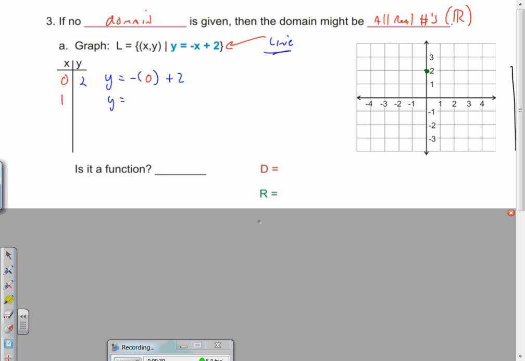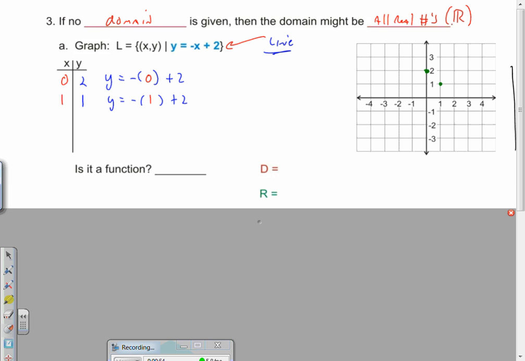Again, I'm going to take the function, and where the independent variable is, I'm going to put a 1 in. So -1 plus 2 is a 1, so we have the point 1, 1. I'm going to come and graph that.